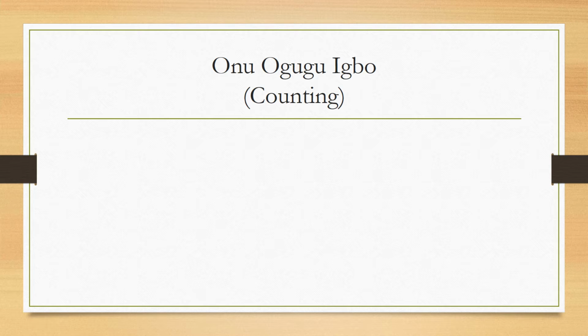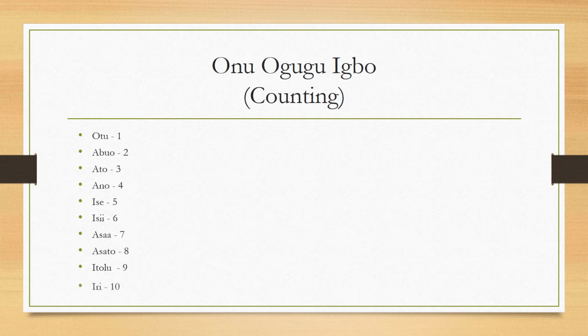On this chapter, we're going to talk about counting in Igbo. Otu is 1. Abụọ, 2. Atọ, 3. Anọ, 4. Ise, 5. Isii, 6. Asaa, 7. Asatọ, 8. Itoolu, 9. Iri, 10.